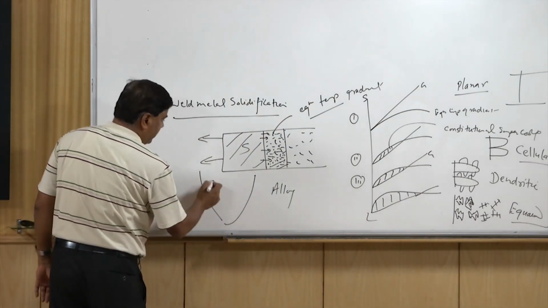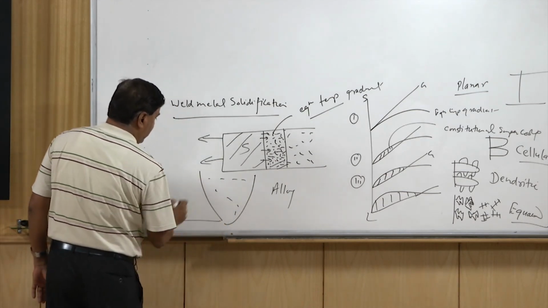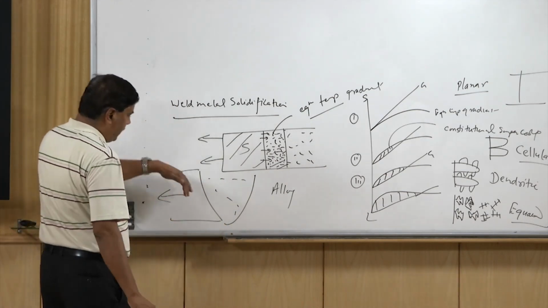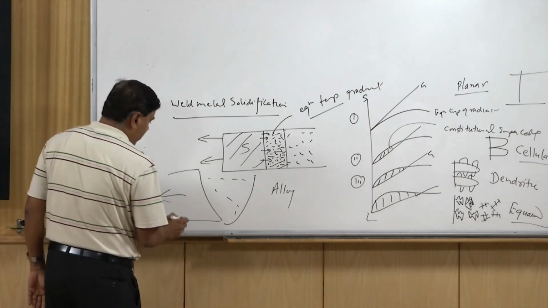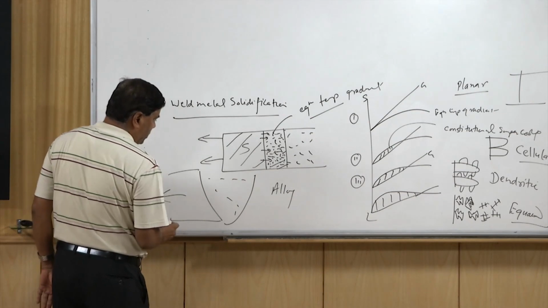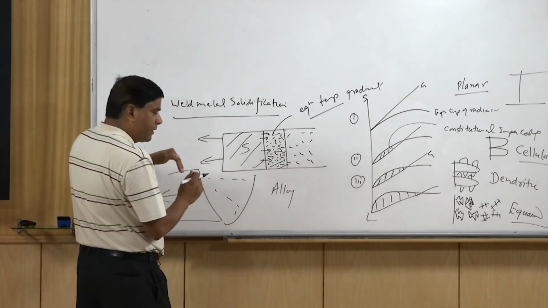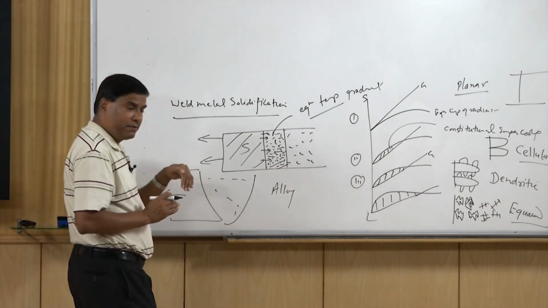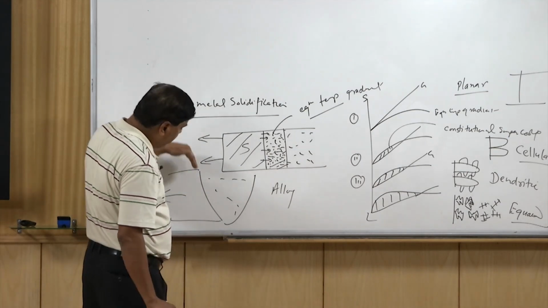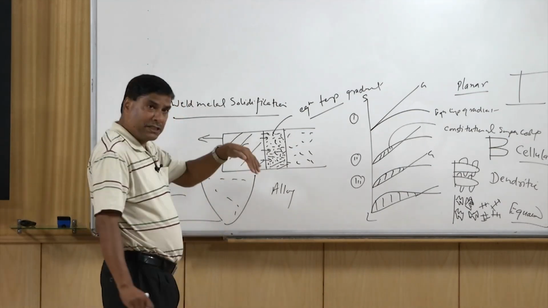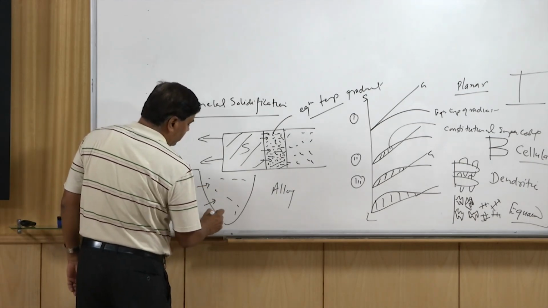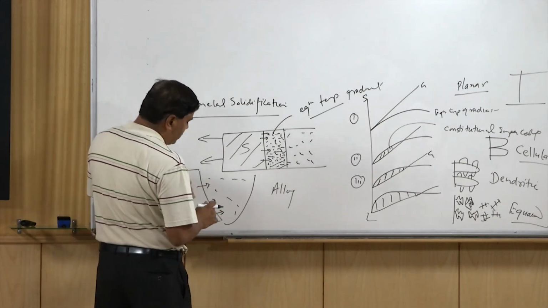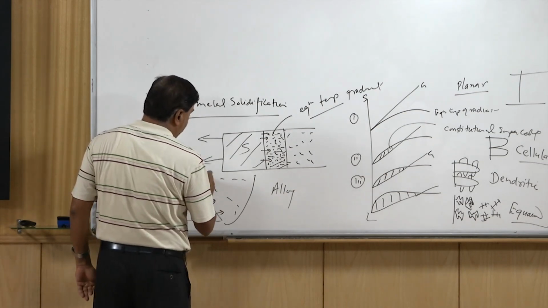We have the liquid metal here and the heat is being extracted away from the fusion boundary into the base metal. Due to the heat extraction, the grains will be growing perpendicular to the fusion boundary and opposite to the direction of the heat flow.